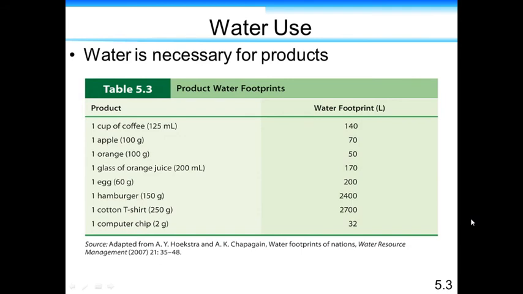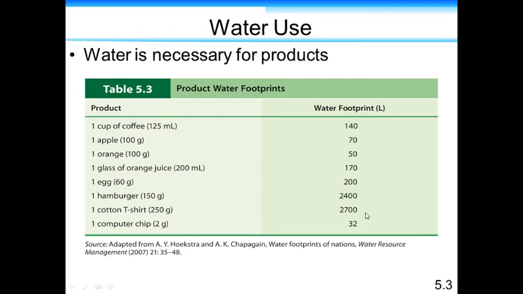Not only is it important for food, but it's used for almost anything in our day-to-day lives. A water footprint just refers to how much water is needed to make that item. A cotton t-shirt, 2,700 liters of water. So if there's roughly 4 liters in a gallon, we're talking about 700 gallons of water. A significant amount of water.